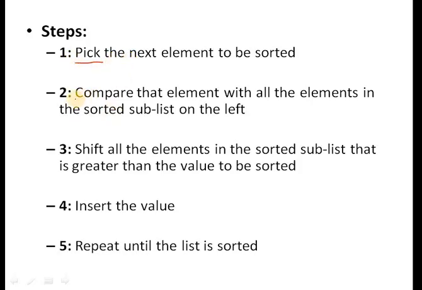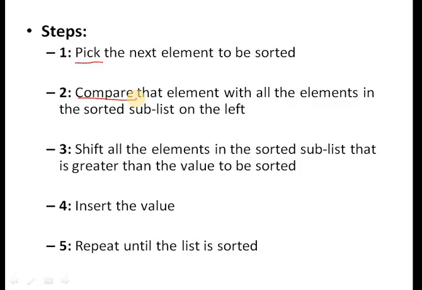The second step is you have to compare the picked element with all the elements in the already sorted sublist on the left hand side. In our list, initially the first element is in the sorted sublist, and the remaining n-1 elements are unsorted. When you move to the next step, 2 elements are in the sorted sublist on the left hand side, and the third element is the picked element. You have to compare the picked element with the already sorted elements in the sorted sublist.